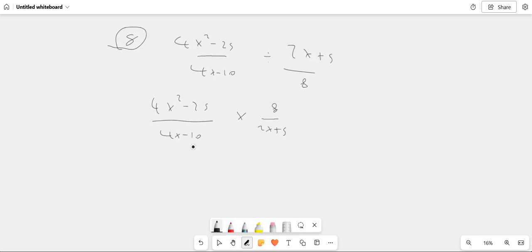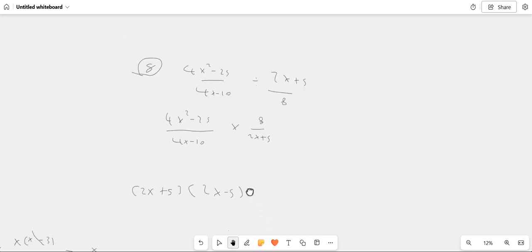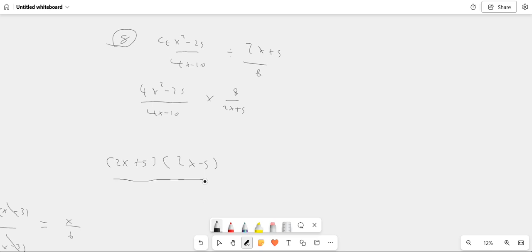And now factorize this. So this is again difference of two squares. So if I square root 4x squared, I'm going to get 2x. And if I square root 25, I'm going to get 5. So that's 2x plus 5 and 2x minus 5, yeah? Over 4x minus 10, yeah? And then times that by 8 over 2x plus 5.